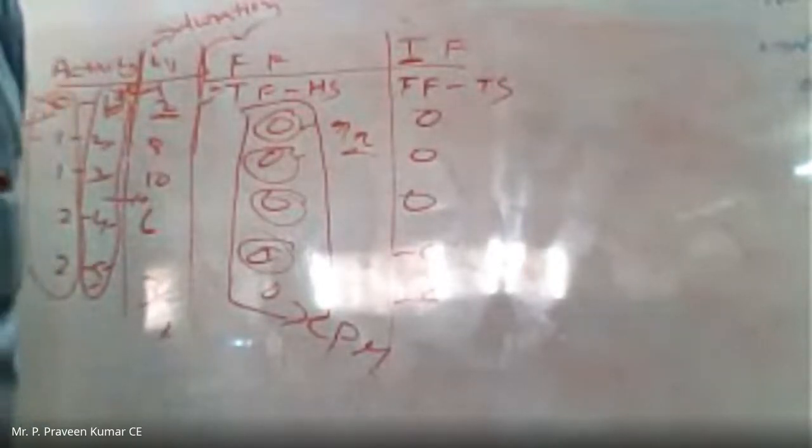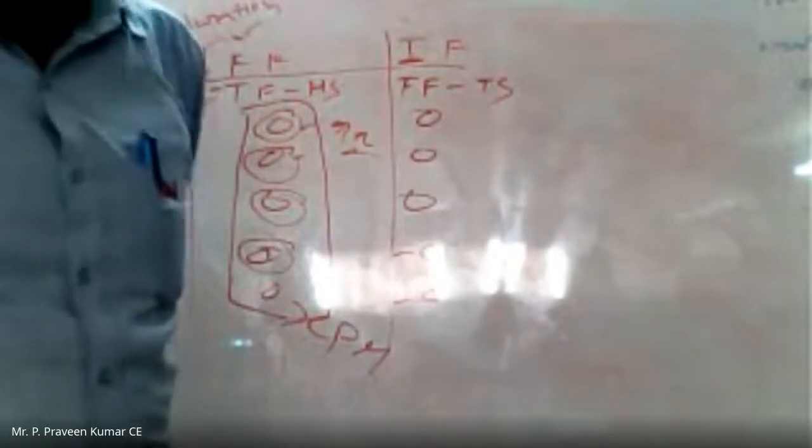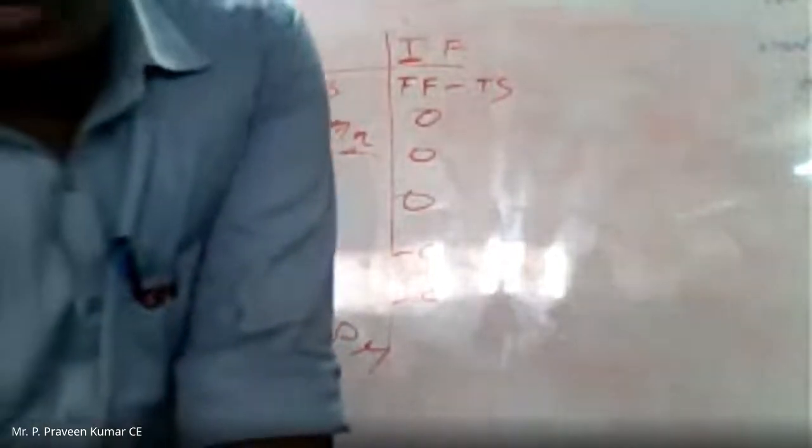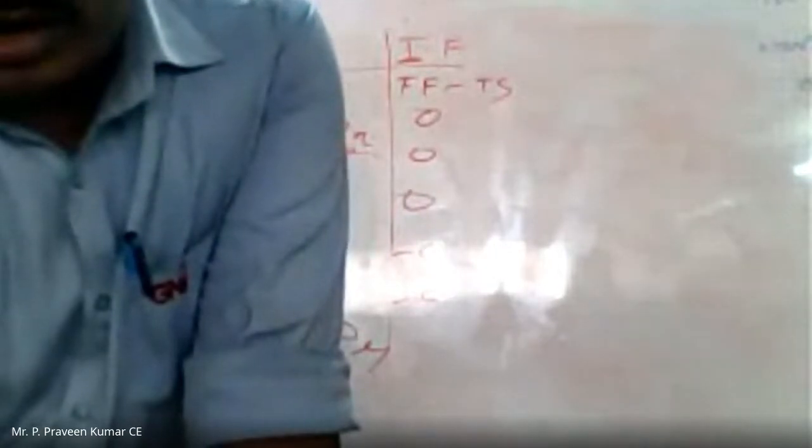In the starting of this class, there were nearly 34 students, but now it is 21. Now it has reduced to 21. Why? What is the reason? I don't know.